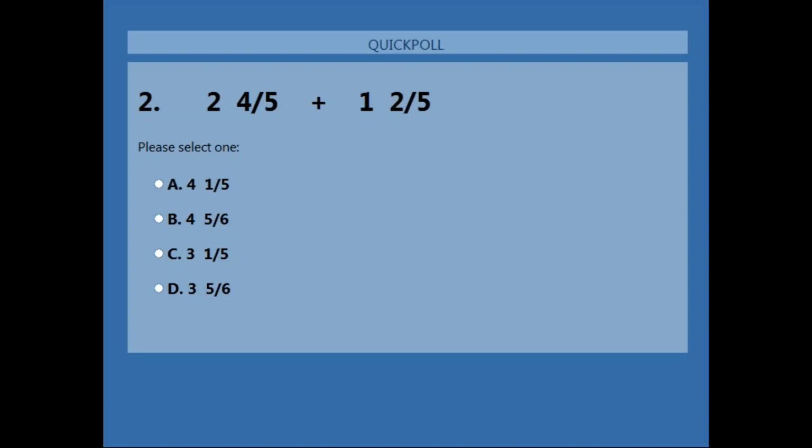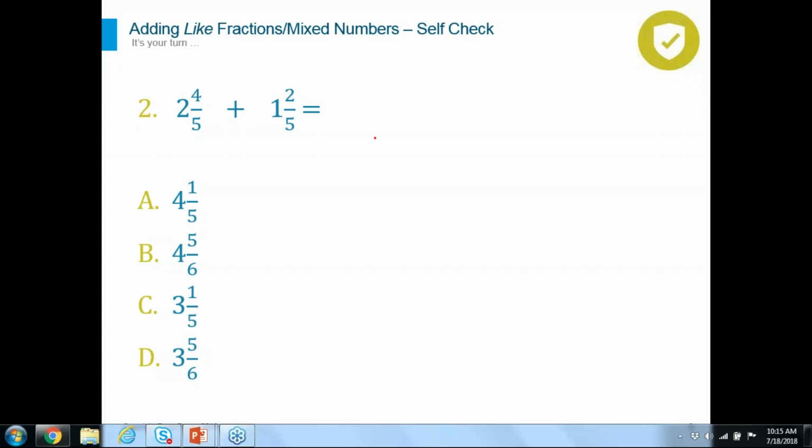A few more seconds, and then we'll do the question together and see which answer is the simplest form sum for these two mixed numbers. Okay, let's do the question together.